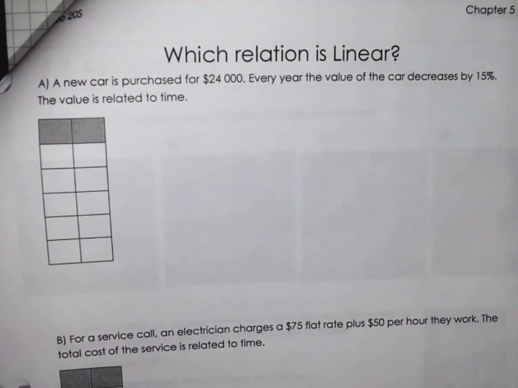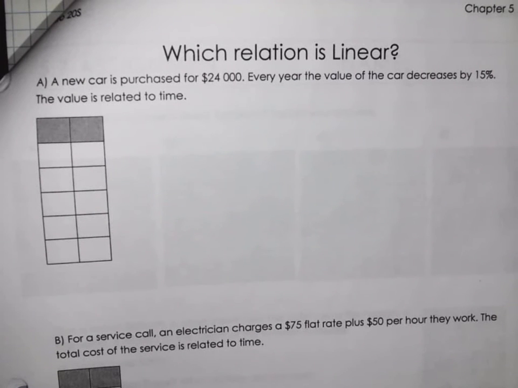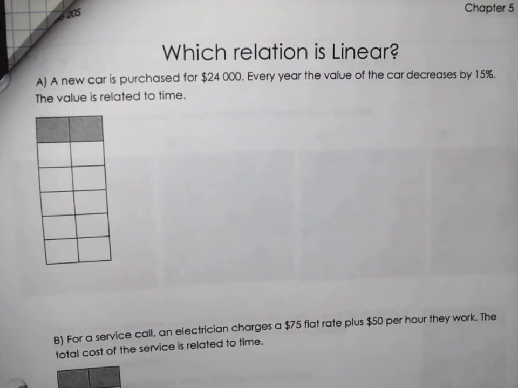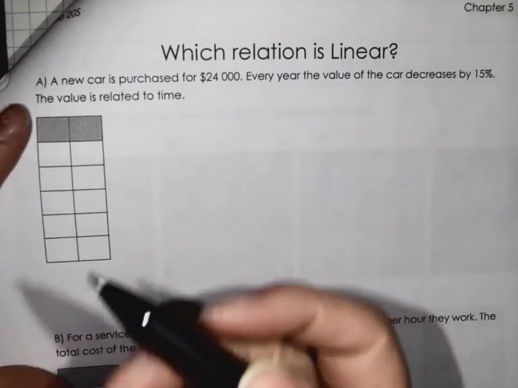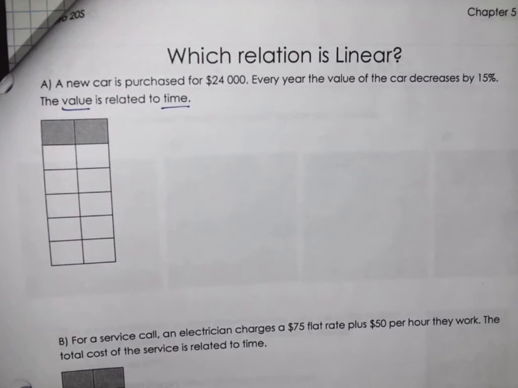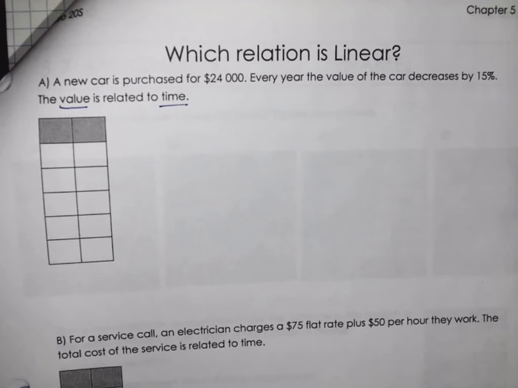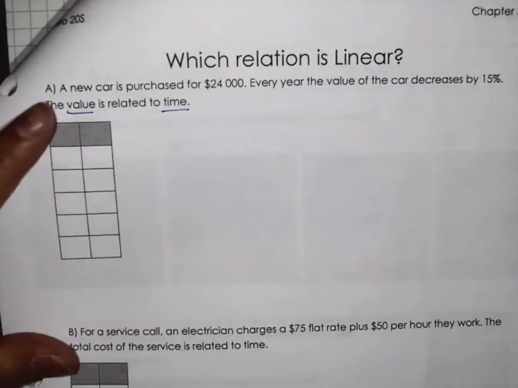All right. A new car was purchased for $24,000, and every year the value of the car decreases by 15%. Okay? So, what are the two things that I'm looking for? What are the two things that are connected? We're looking for value related to time. So which one is our independent and which one is our dependent? So now you're using all your skills to put everything together. Time would be independent. Good call.